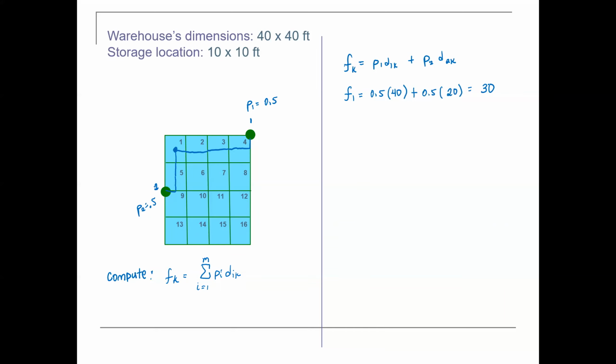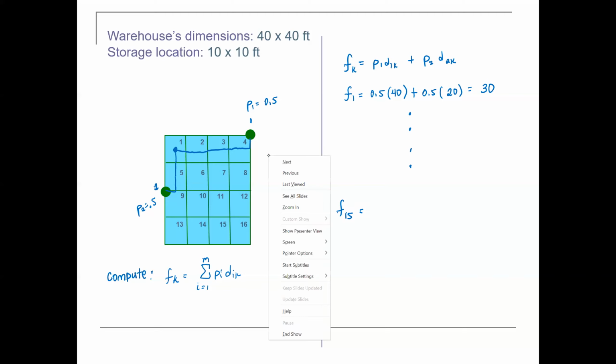So we can compute this. I mean, we have to follow this process to compute the F value for each one of the locations. So I'm going to show you, let's say I do F15. So for F15, you will go from here. Let me change the color.